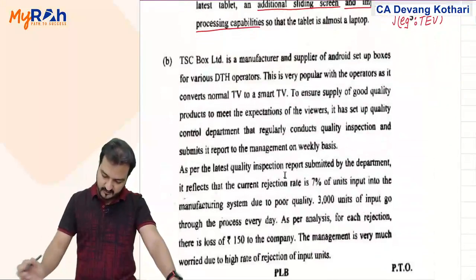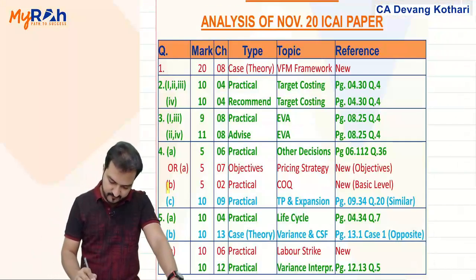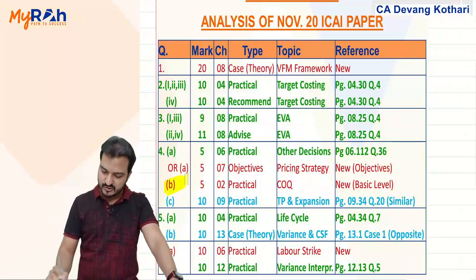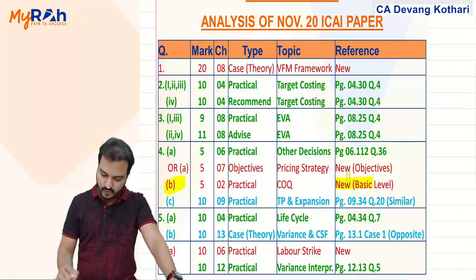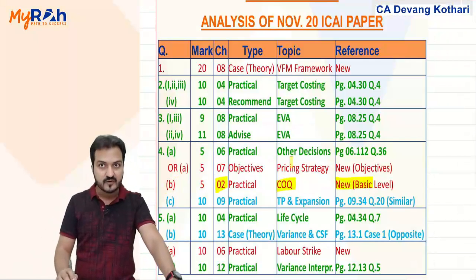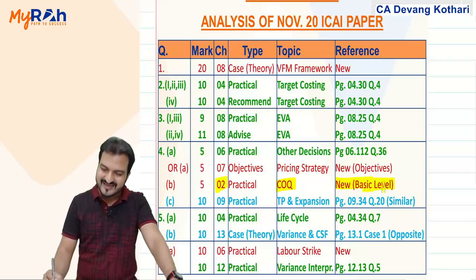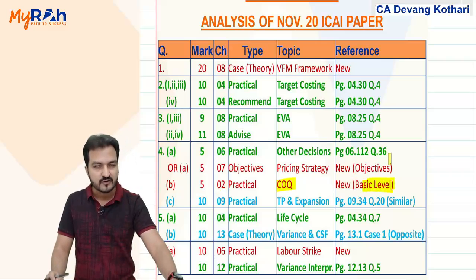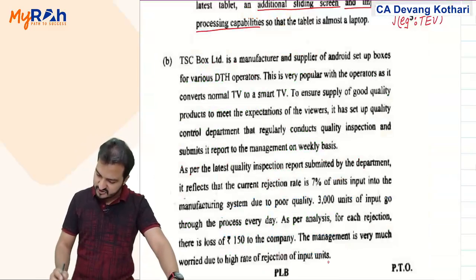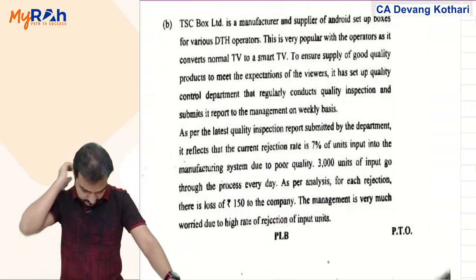Next, question 4b. Now question 4b is a new kind of question, not there in my book, but it is a question from chapter 2, cost of capital, and trust me, it is a very basic level question of cost of capital, very basic primary level of cost of capital. Let's see.